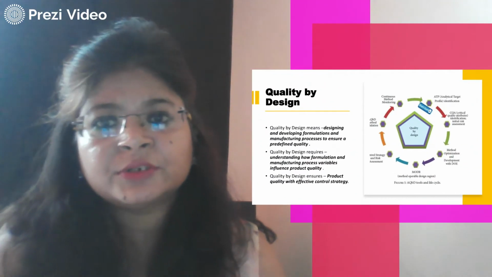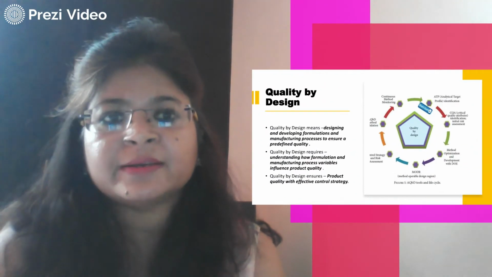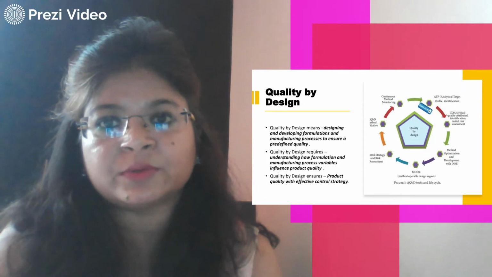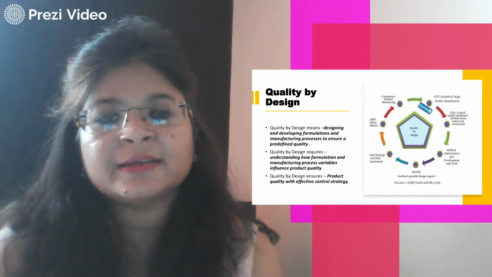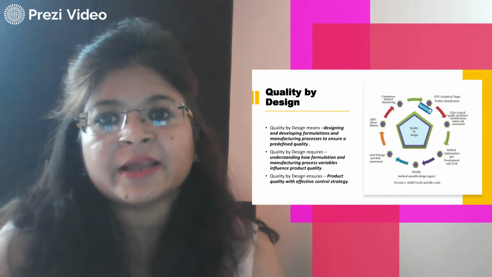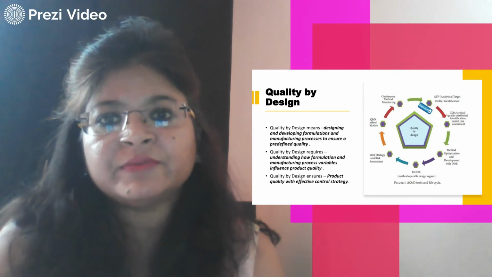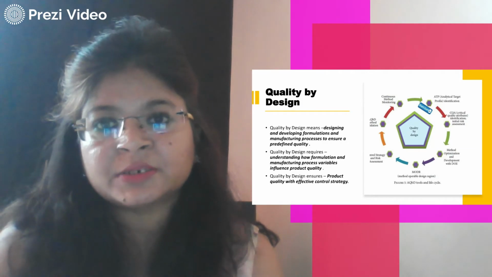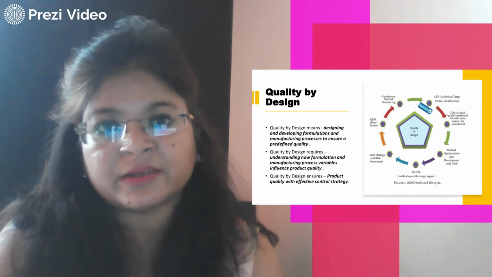When we refer to quality by design, we are expecting the designing and developing of the formulations and manufacturing process to ensure a predefined quality. There are 7 critical parameters which are raised when we talk about quality by design. The very first parameter is the target product specification definition.